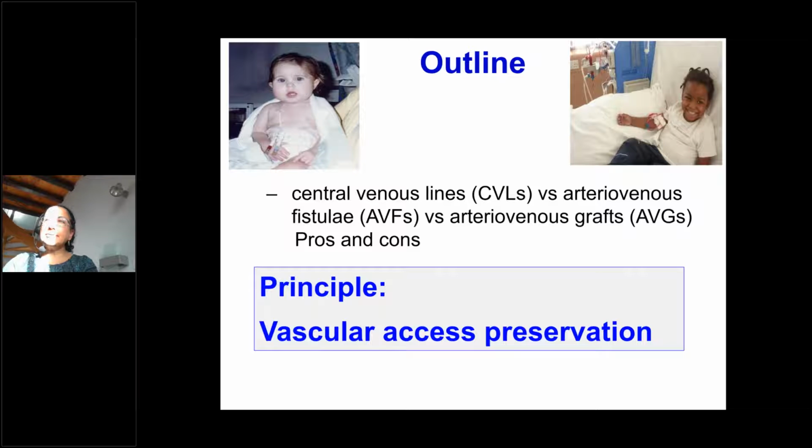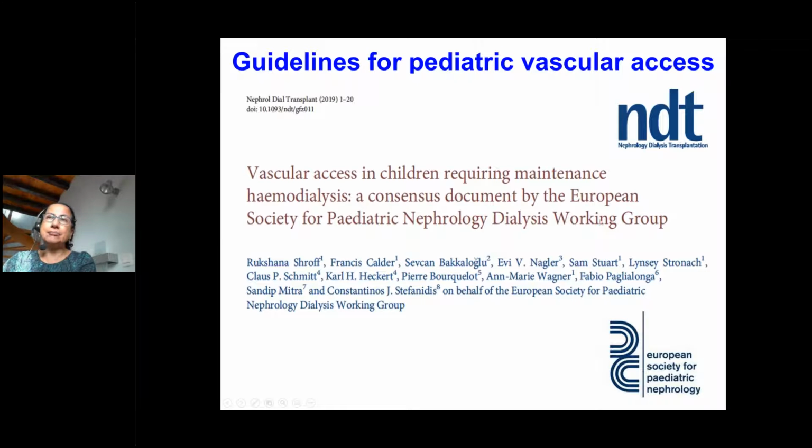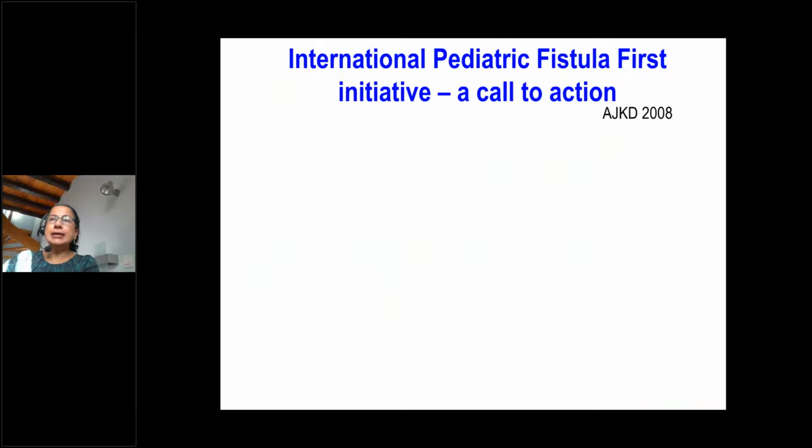We must remember that even when our children grow up and move into the adult world, they will need access for their future dialysis. And it is essential that we provide good access for them and preserve their vessels for the long term. My talk is going to focus around these guidelines for pediatric vascular access. As a European Society Dialysis Working Group, we produced these guidelines in 2019, and everything that I go through today will be focused on the guideline statements, but giving you a practical aspect of that work.